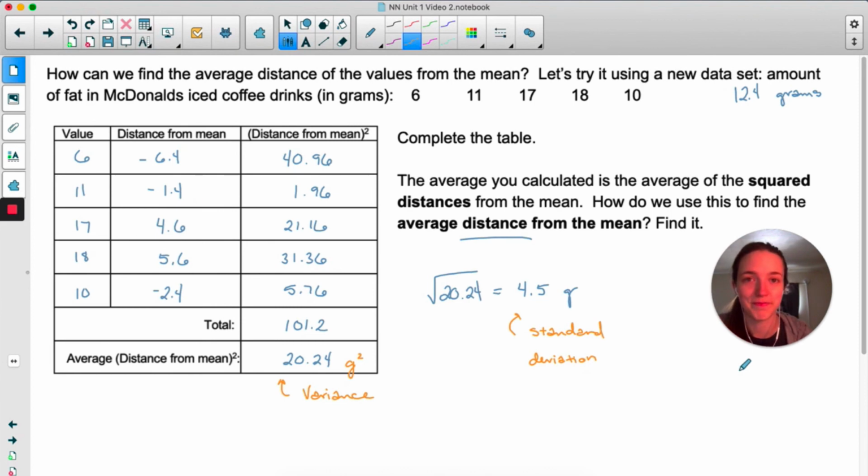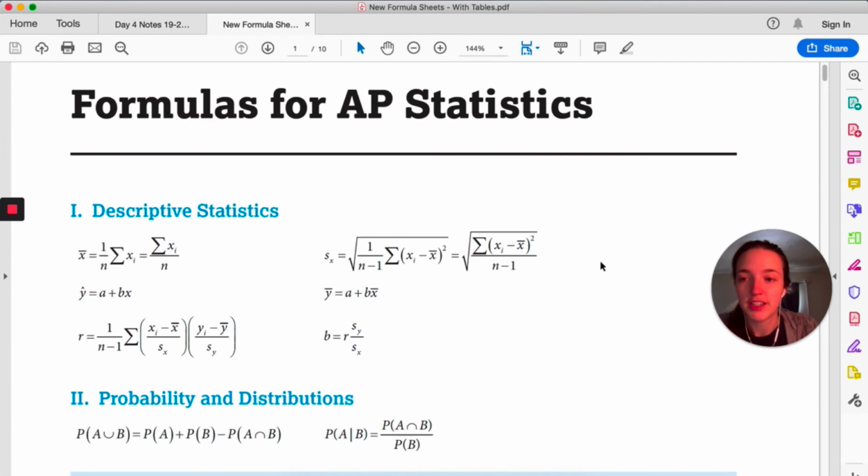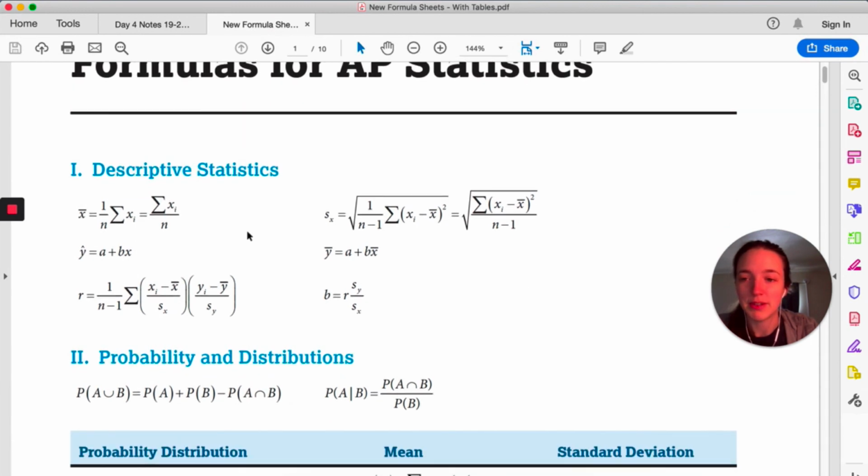Now, if you're looking at the formula sheet for AP Statistics, they do give you the formula for mean over here. It's the sum of all the x values divided by the number of values, and they give you the equation for standard deviation here. Standard deviation is s. Now you'll notice they're dividing by n minus 1. We divided by n. For right now, don't worry too much about that. You'll almost never have to calculate standard deviation by hand.